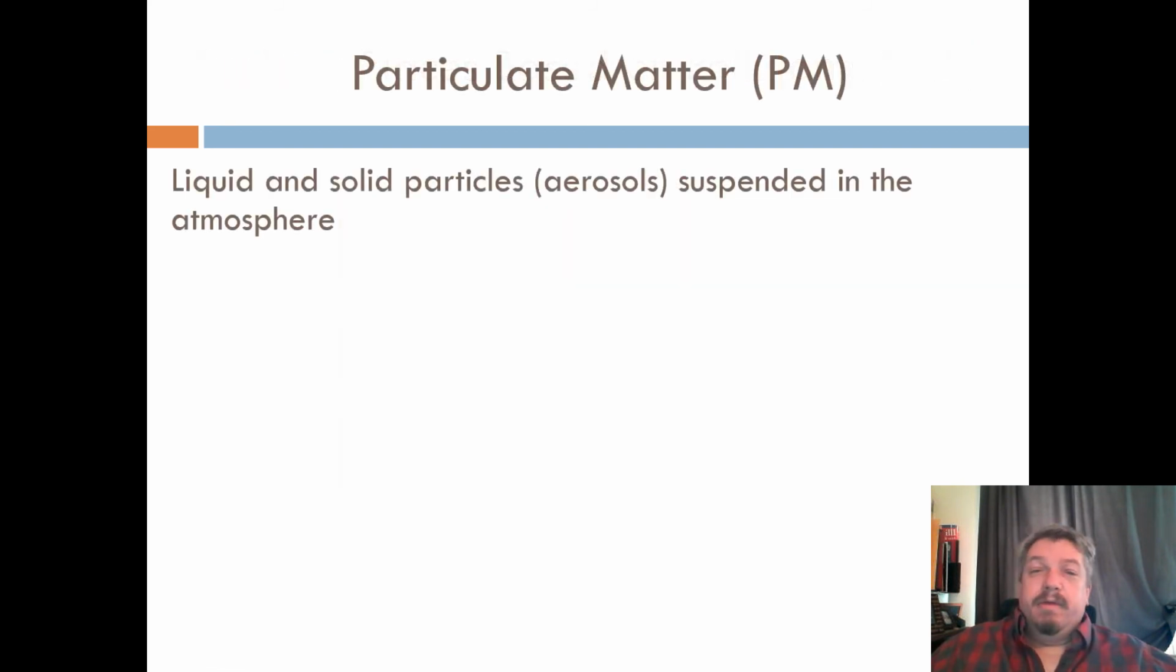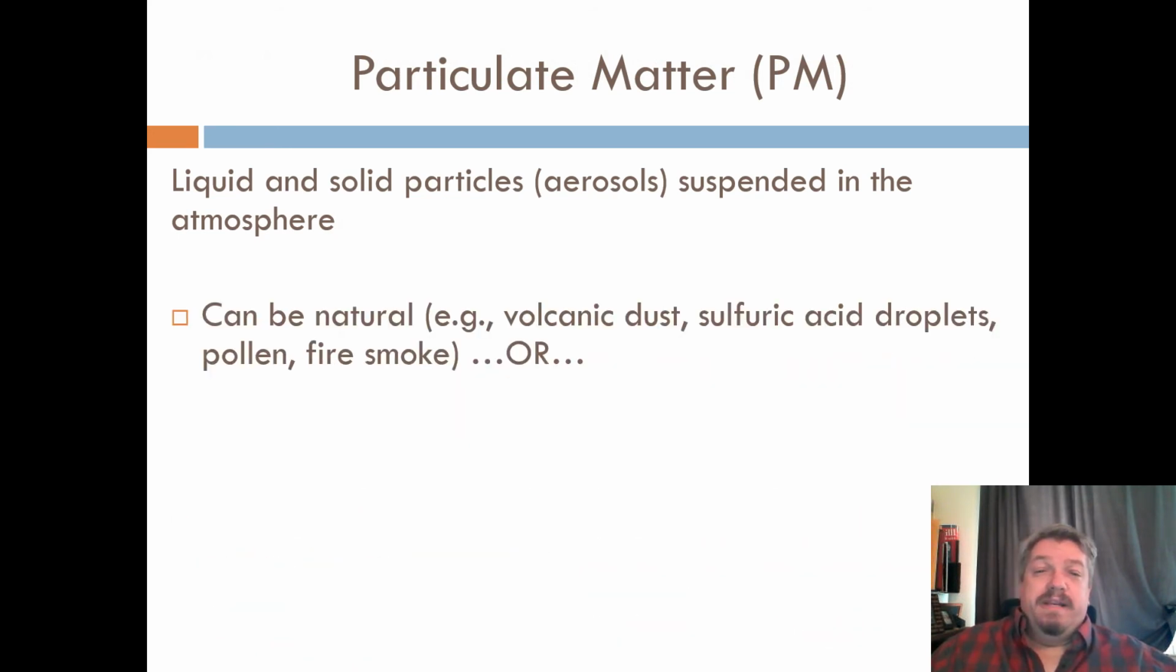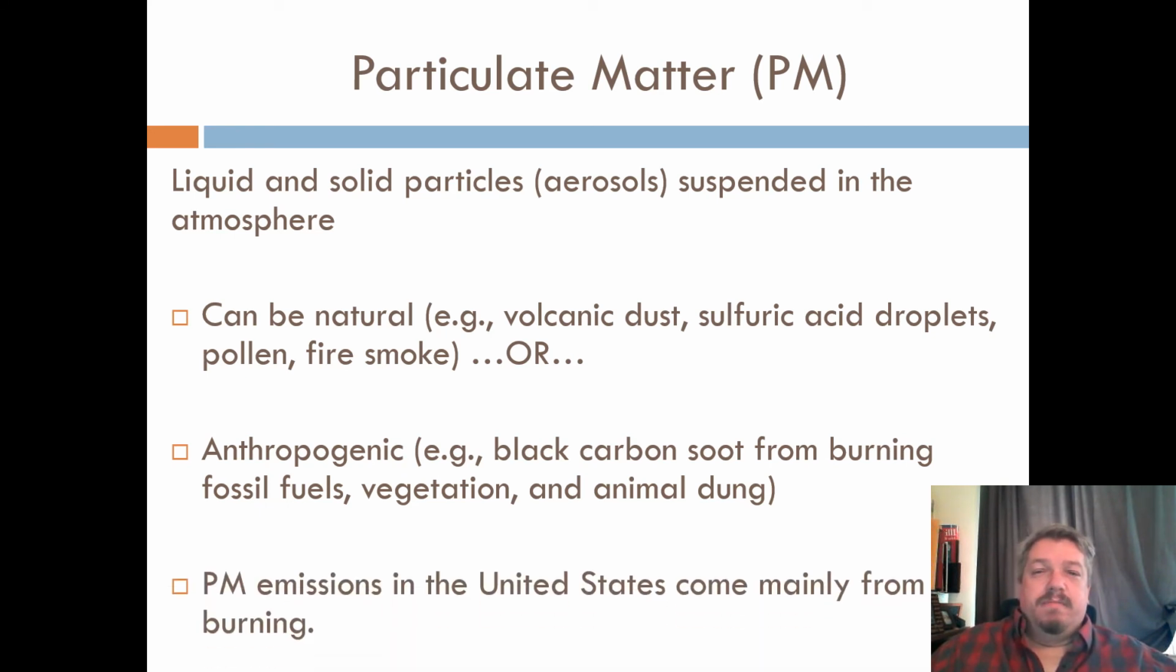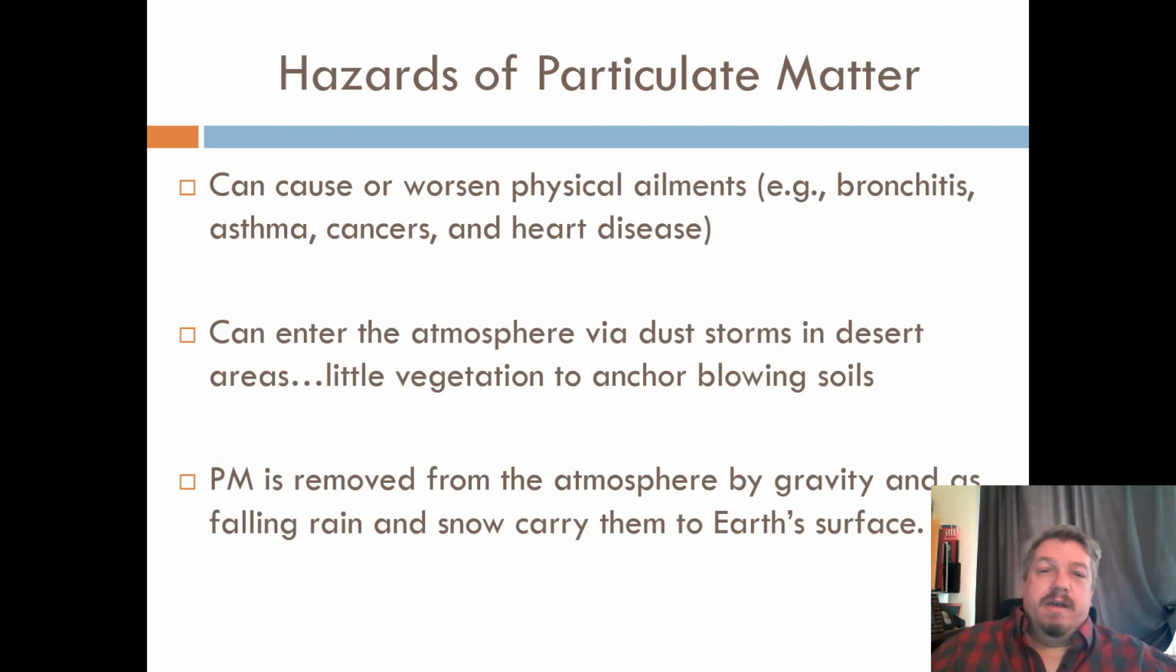Okay. By the way, particulate matters are aerosols. They could be liquid or solid. So it could be dust, it could be acid rain, smoke, it could be anthropogenic carbon soot, vegetation. It could even be small pieces of animal dung. Yes. In our country, it's mainly from coal. Now, the big thing with all these pollutants is that they can make anything you have worse. So if you have bronchitis or a lung disease, particulate matter can aggravate things.